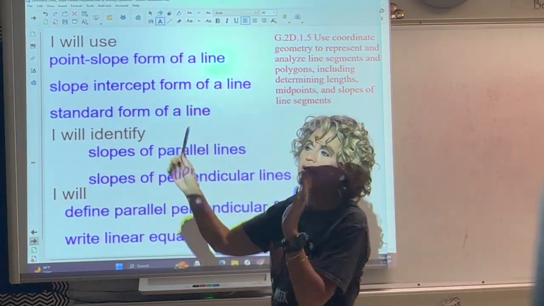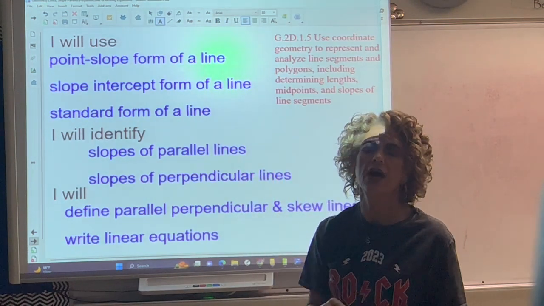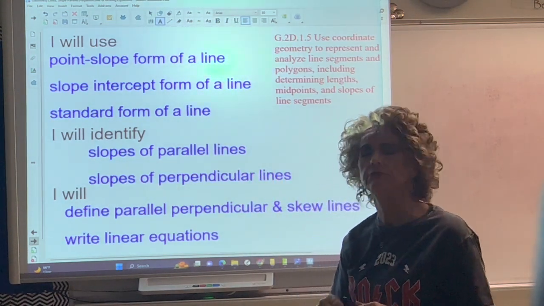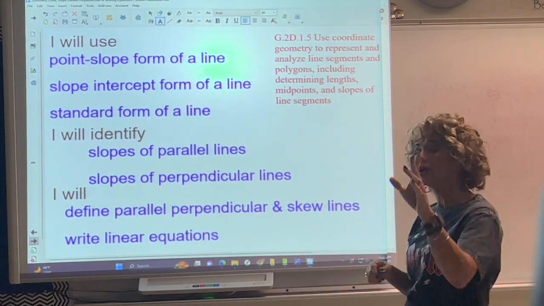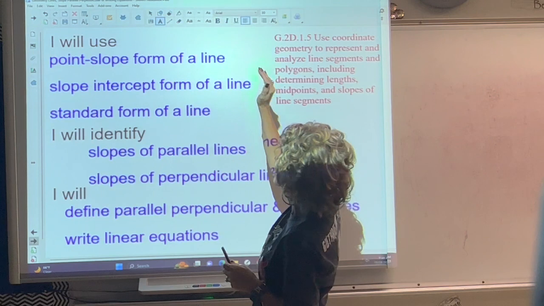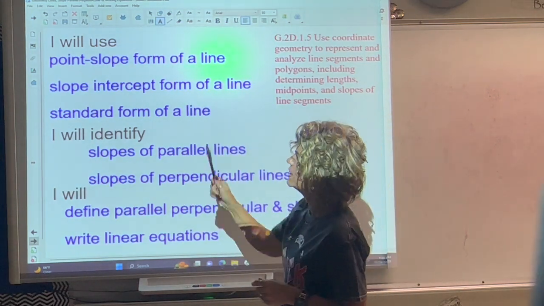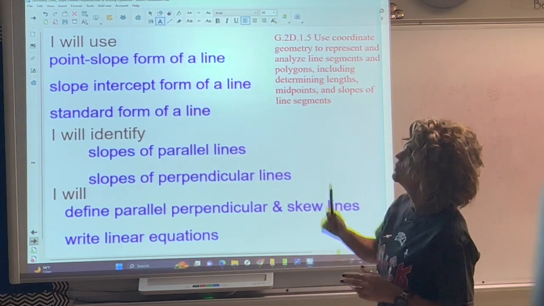I love the point slope form of a line, because if you can utilize it, you can write the equation of any line. Each time, every time, all the time, regardless of the form they ask you to put it in. So point slope form is our first go-to when we're writing the equation of a line. I will use point slope form of a line.